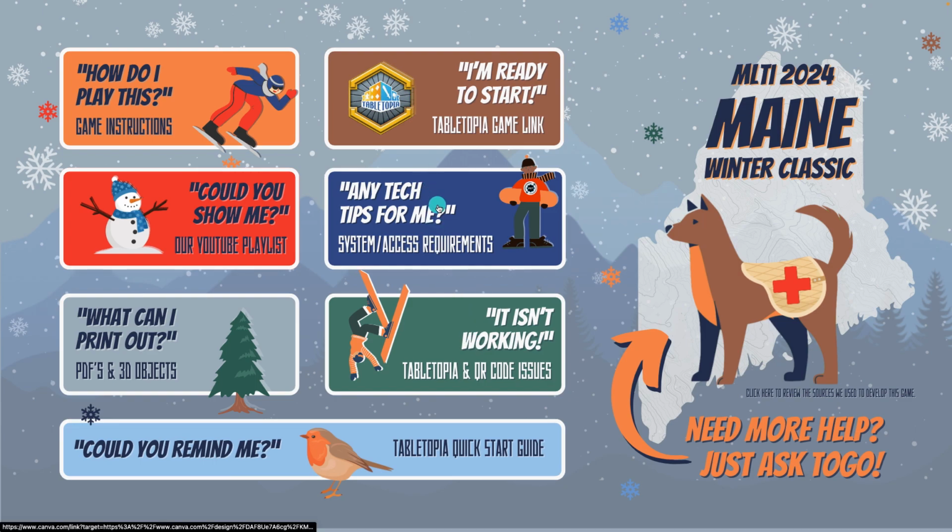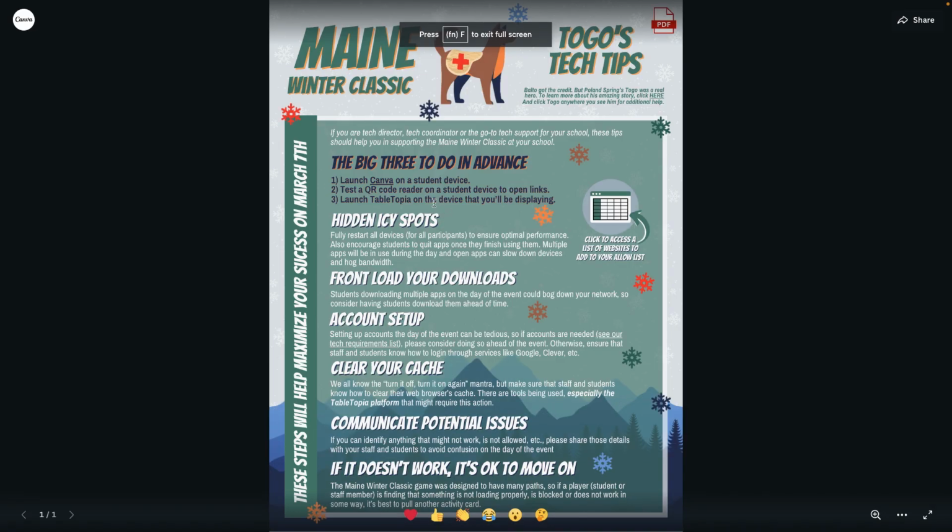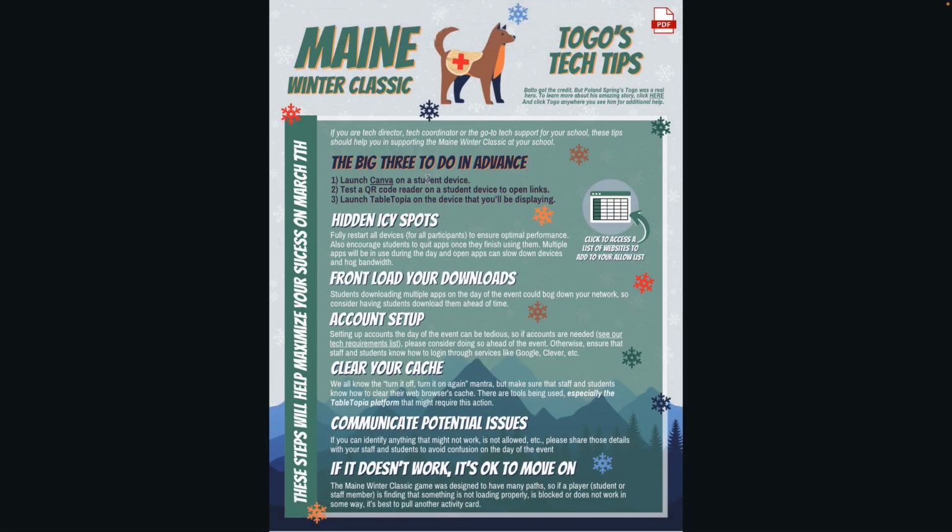Any Tech Tips from Me is set up as a one-pager for both you and your tech directors. The big 3 things we'd like to remind you to try in advance are launching Canva on a student device, testing the QR code reader also on a student device, and then launching Tabletopia on a device that you'll be displaying in your classroom.